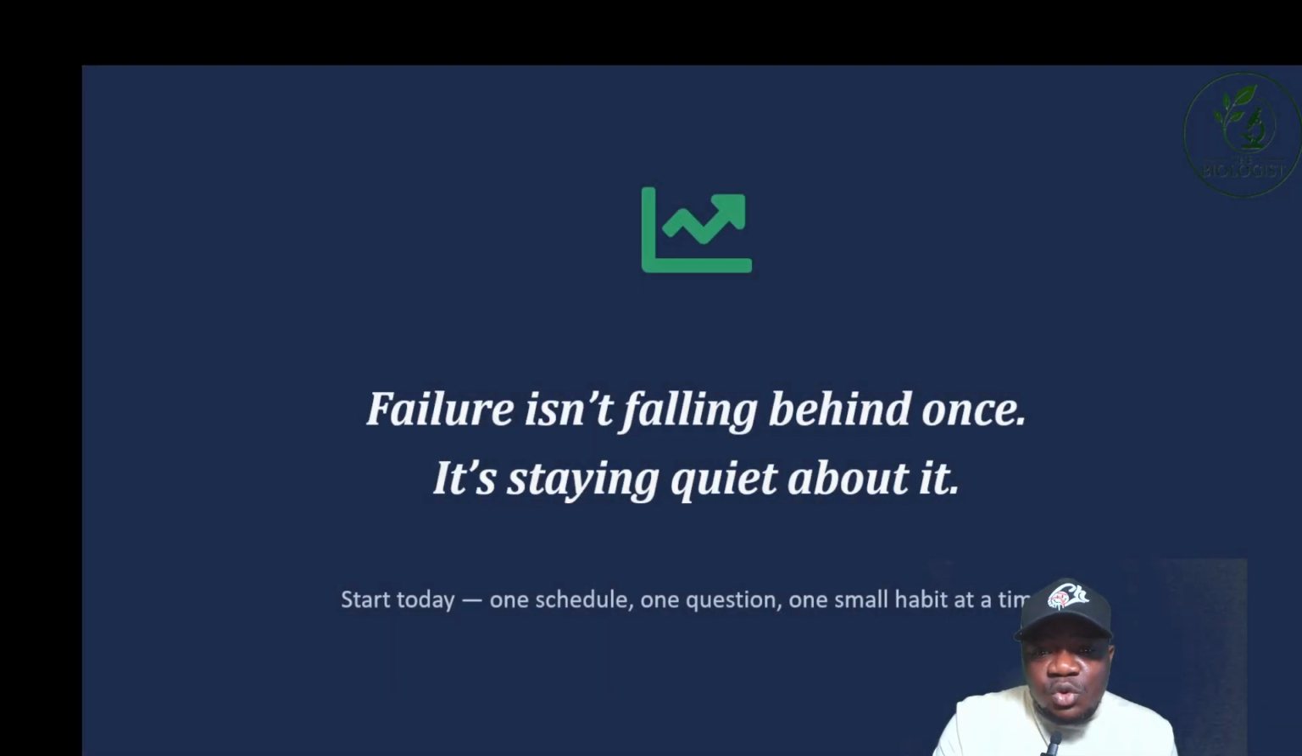Okay. So these are just my key points about the reasons why students tend to fail. You understand? Failure isn't falling behind once, it's staying quiet about it. You just stay quiet while you're struggling. That's why you see some students come and meet a better student and say, hey, I don't understand this thing. Can you explain these things for me, please? Once you shout out and ask those questions, somebody will be there to help you.